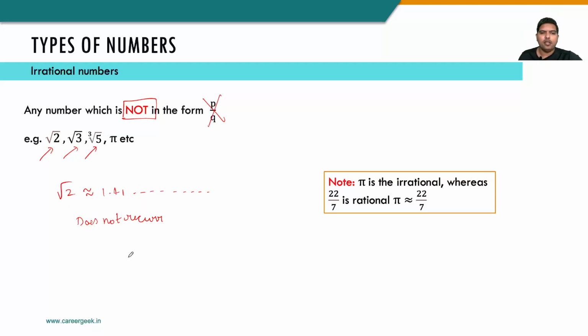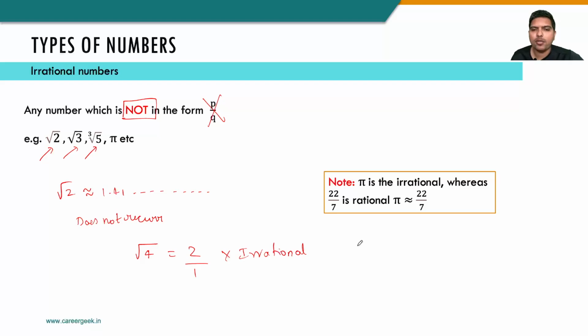Now important to note, let's say square root of 4. Is this irrational? Obviously the answer is no, because this solves to 2, which is of the form p by q. So this is not irrational.